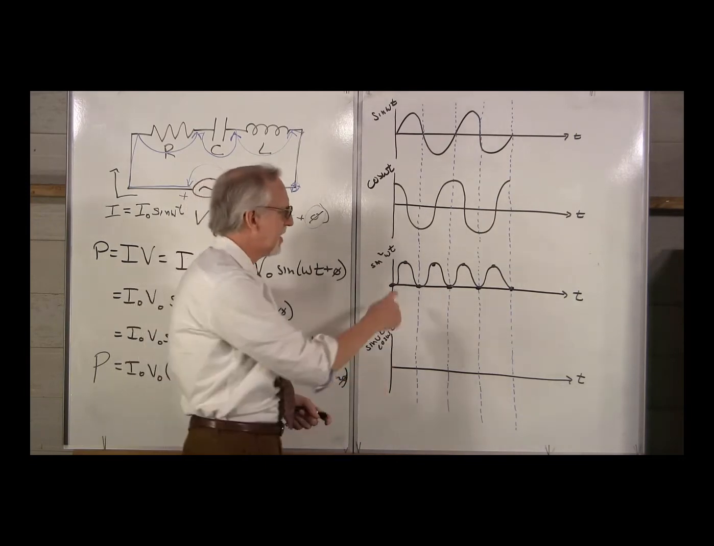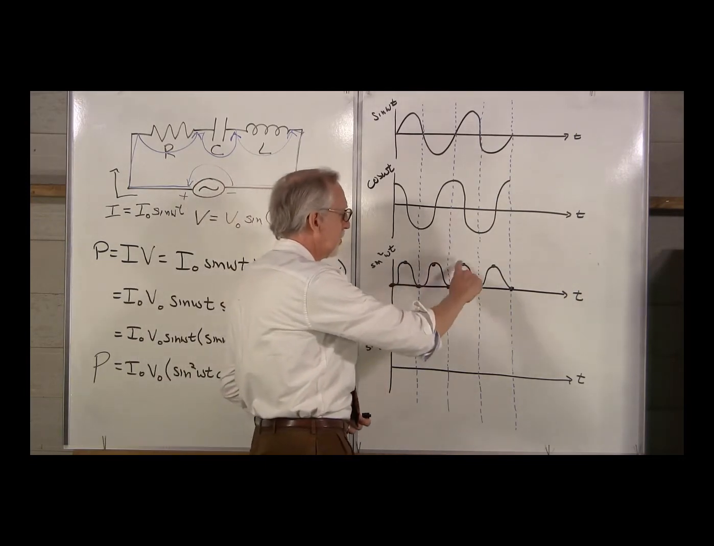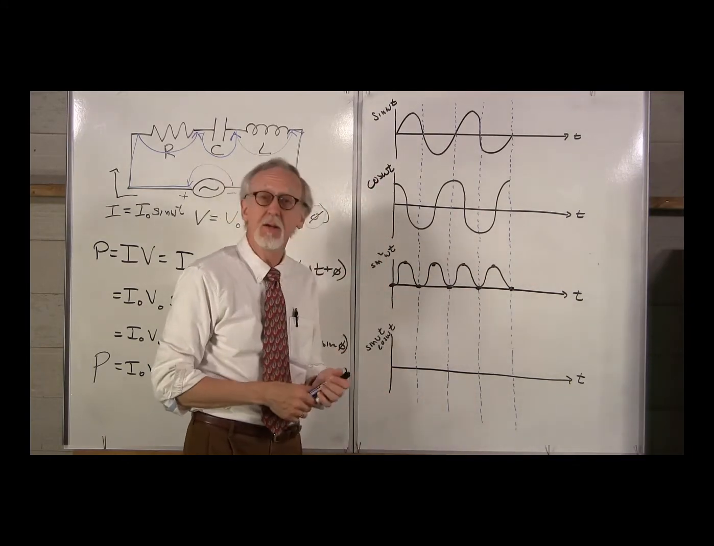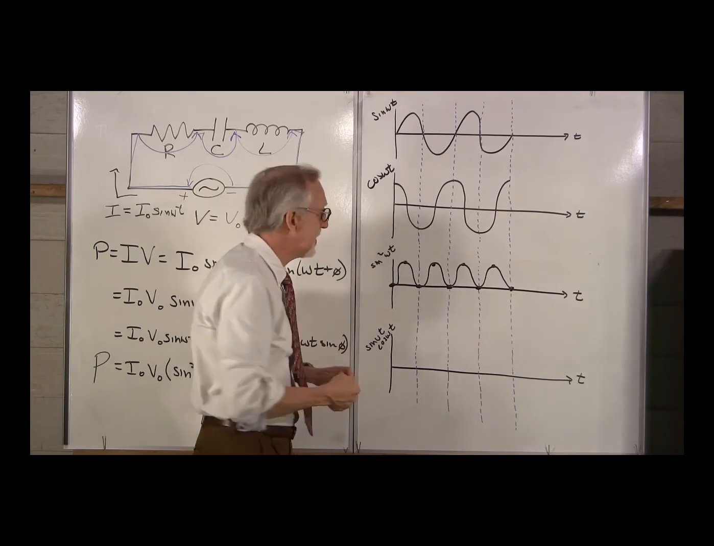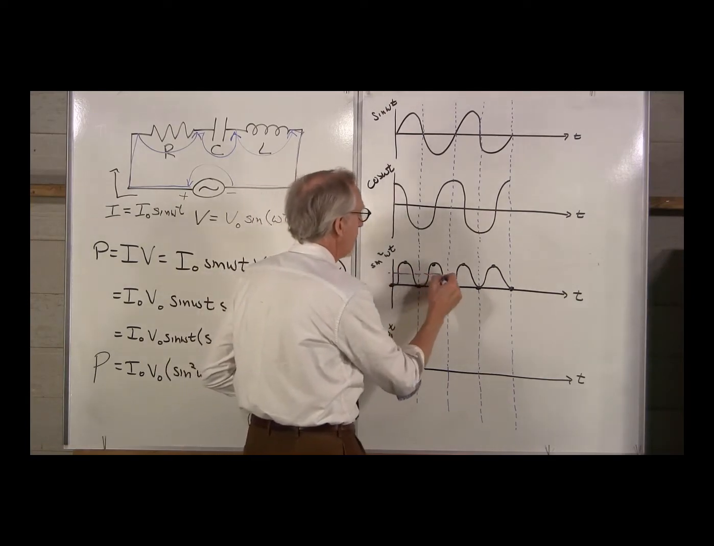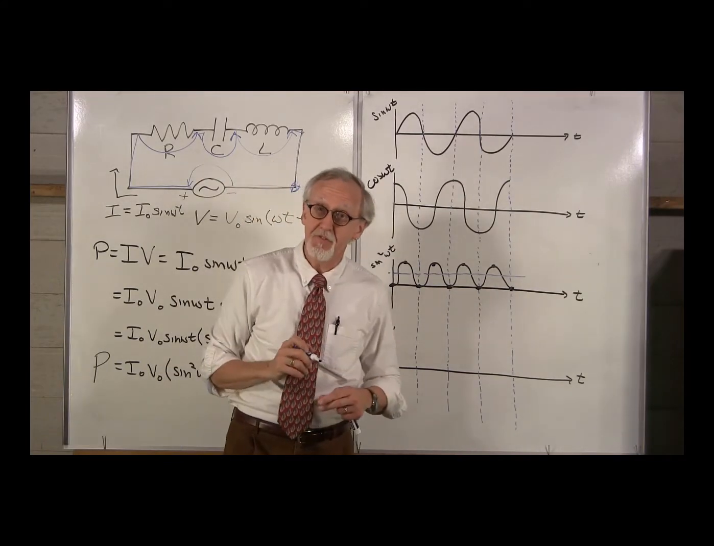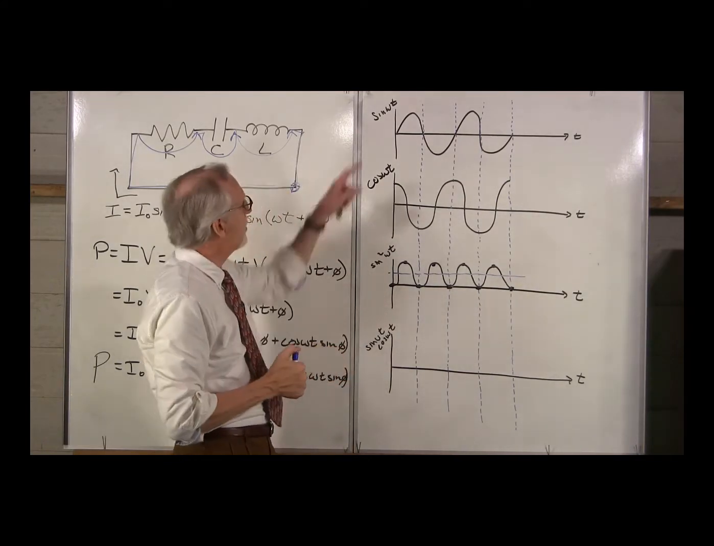Well, it's oscillating from 0 to 1, 0, 1, 0, 1. It spends just as much time at 0 as it does at 1, so what's the average value? Right in the middle, 1/2. The average value of sine squared is 1/2. Very, very good. Now what about sine cos?